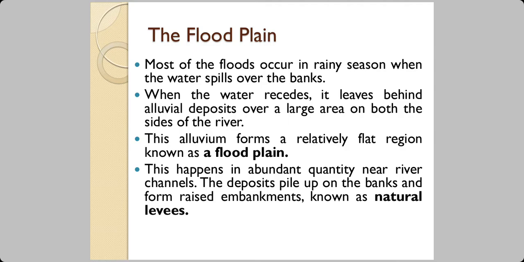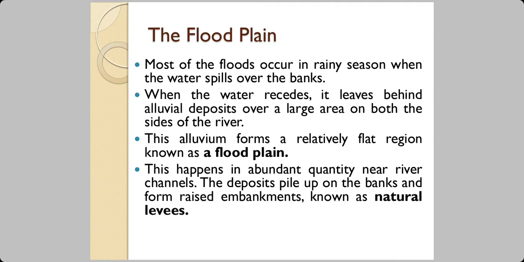Now let's see what is a floodplain. Most of the floods occur in the rainy season. When the water spills over the banks, you're aware of the floods which happened in Bihar recently. There's a river called Kosi which flows through Bihar, and that river is known as the sorrow of Bihar because every year it floods. When the water recedes, it leaves behind alluvial deposits over a large area on both the sides of the river. This alluvium forms a relatively flat region. This region is known as a floodplain.